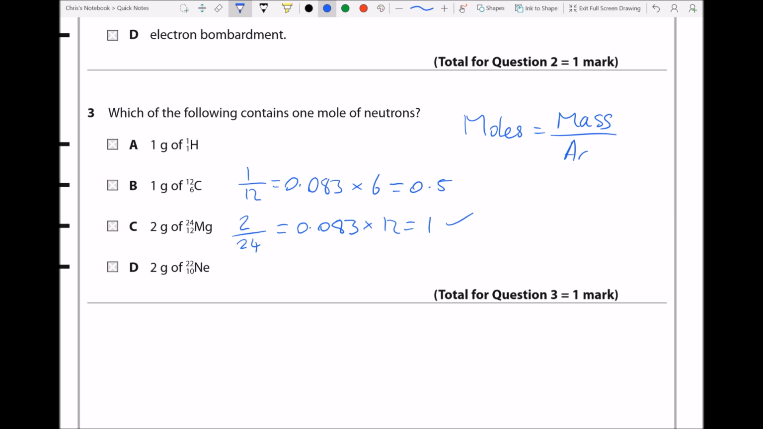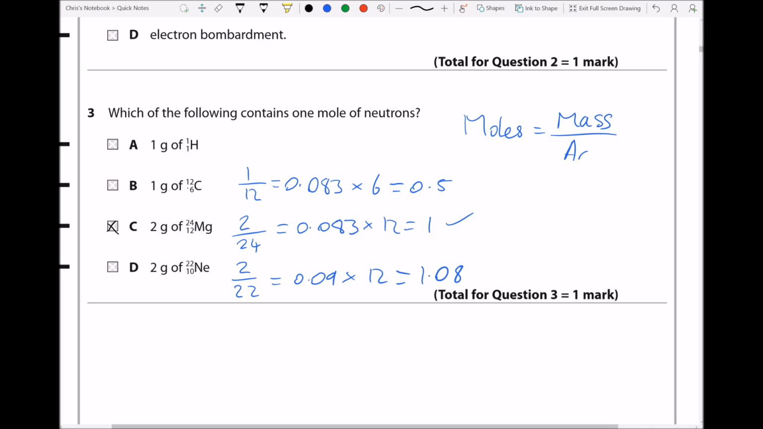But let's have a look at this one anyway. The next one, 2 out of 22. That equals 0.083 as well. No, it doesn't. It equals 0.09. Apologies. Number of neutrons is 22 minus 10, which is 12 neutrons. And that's going to equal 1.08. So not quite 1 mole. So the answer is C, because that one gives you 1 mole. Remember, it's 1 mole of neutrons. That's what we're looking for.